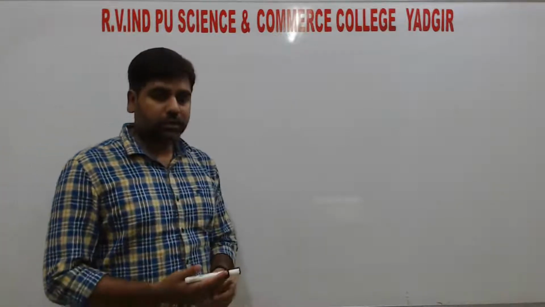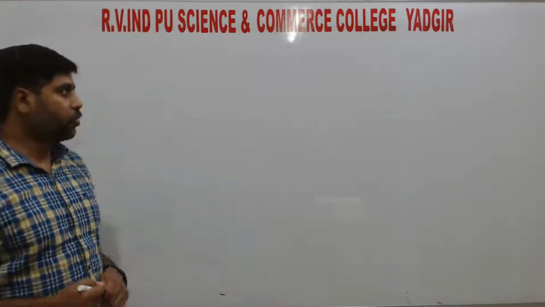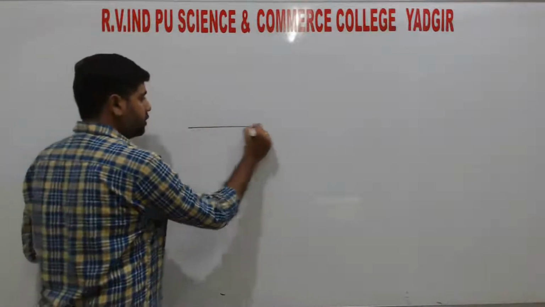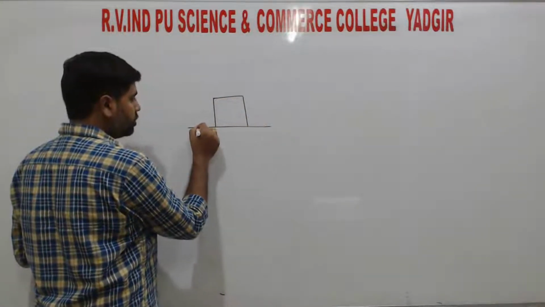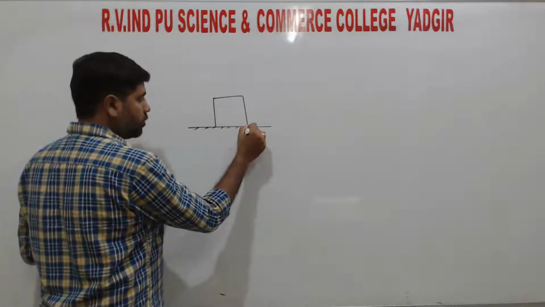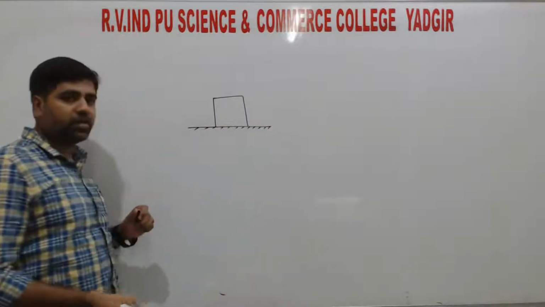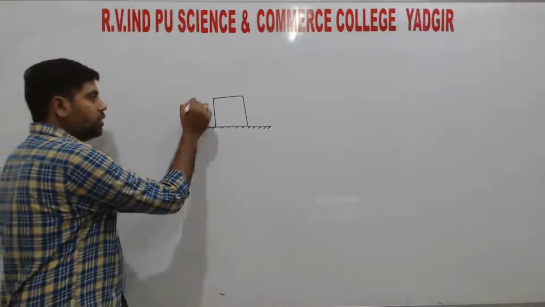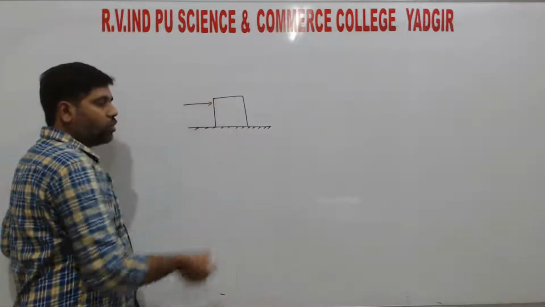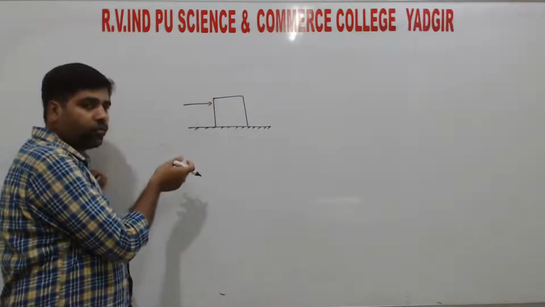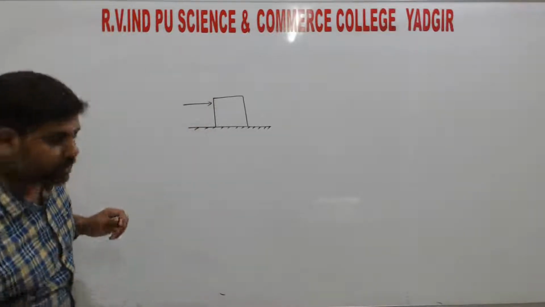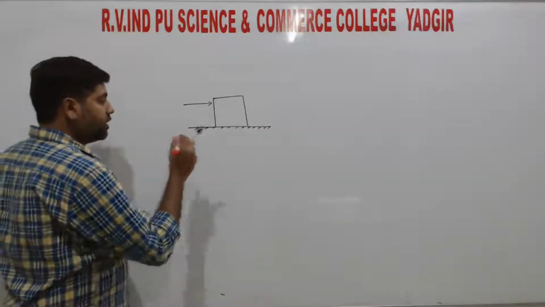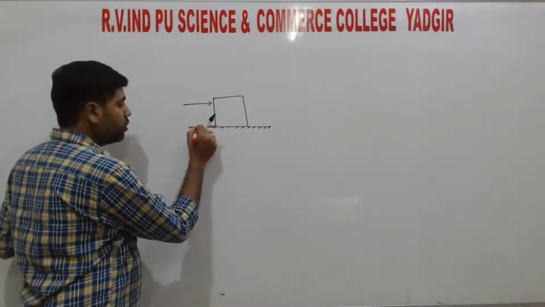Good afternoon, students. In the last class, we discussed friction, right? That is static friction. When one object is placed on another object, that means when two objects are in contact and a force is applied on the object, there exists a force that we call friction, and that friction is always tangent to the surface in contact.